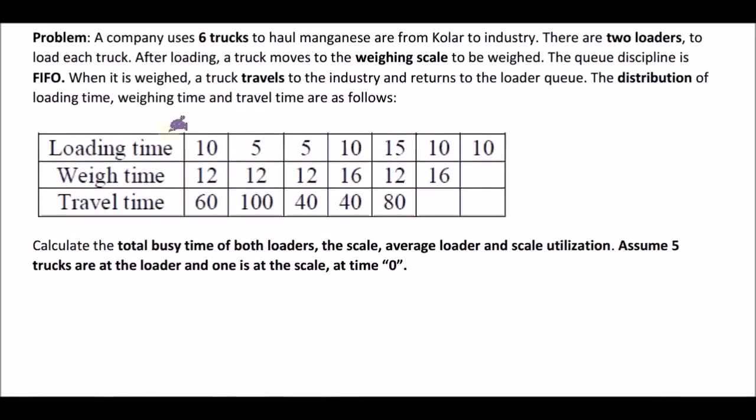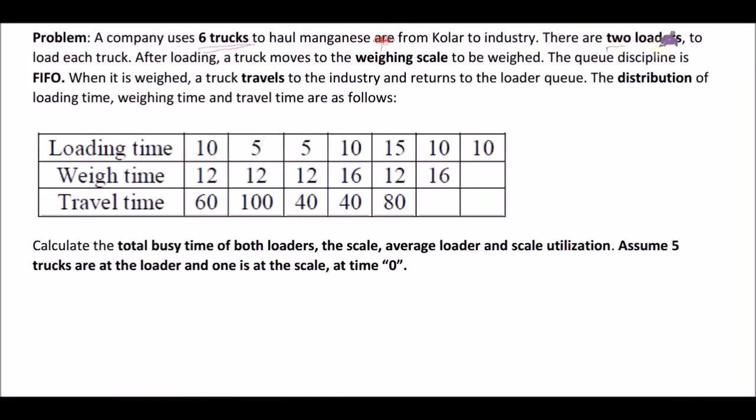Okay, so let's look at the problem here. This problem is taken from the year 2012 or 2011 in the video exam, and it's exactly the same as the one that is also given in the Jerry Banks book. It's only tweaked a little bit with respect to the places. Other than that, the table and the numbers and everything is the same. So let's look at the problem. A company uses 6 trucks. So they've given that there are 6 trucks to haul manganese from Kolar to industry.